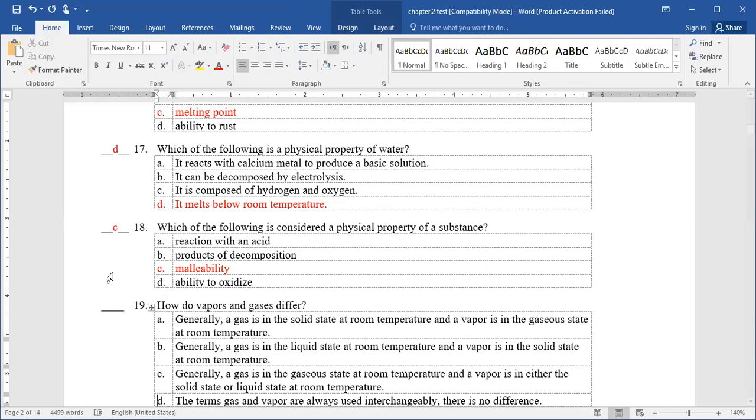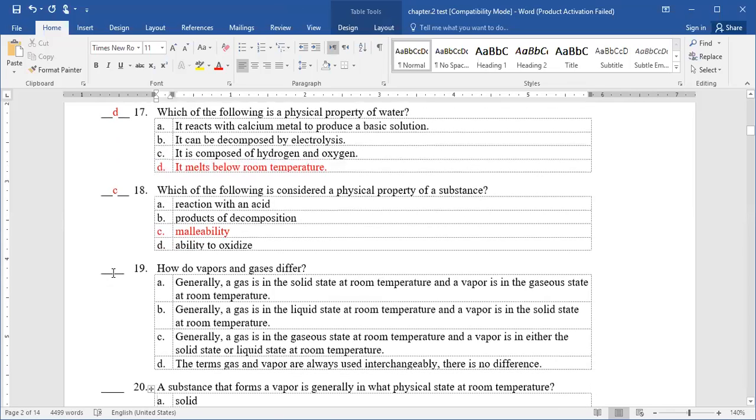How do vapors and gases differ? A vapor is originally a liquid or solid at room temperature before boiling, and a gas is originally a gas at room temperature. Generally, a gas is in a solid state at room temperature and a vapor is in the gaseous state at room temperature, that's not true.